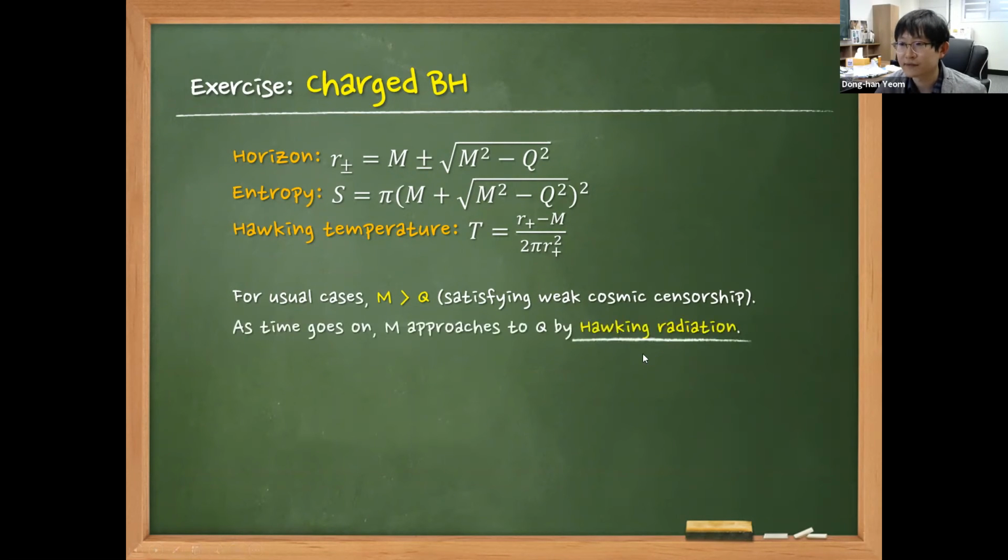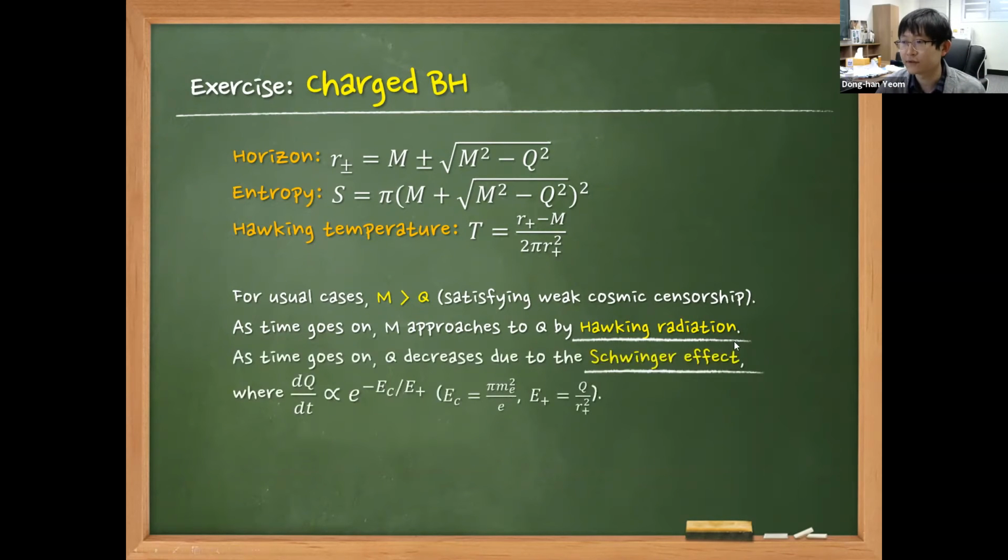And as time goes on, M approaches Q due to the Hawking radiation. However, if M approaches Q, then the Hawking temperature decreases. And now the Hawking effect becomes weaker and weaker, but in that extreme limit, usually the Schwinger effect becomes important because near the horizon, the electric field is strong. Therefore, this can emit the opposite charges. And due to the Schwinger effect, the black holes, or near-extreme black holes, can be neutralized.